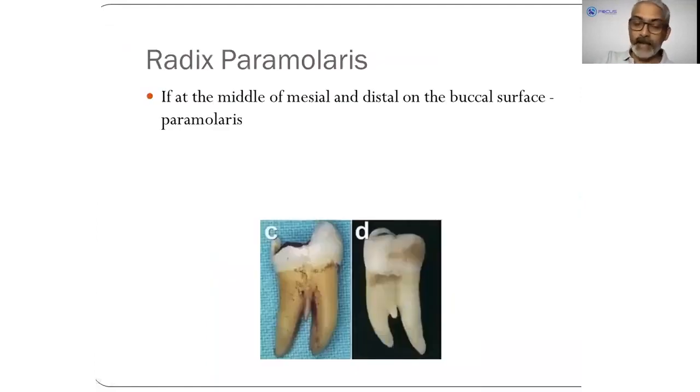Then you have radix paramolaris. That is, if that particular extra root, it will be very small, but it will be having a pulp tissue inside that. So it's very important. You cannot miss it. You cannot afford to miss it. If that particular extra canal is located at the middle of the mesial and distal roots on the buccal surface, it is known as radix paramolaris. So usually radix paramolaris will be seen at the buccal surface. Radix entomolaris will be seen distolingual. Okay, so this particular question was asked in the last NEET exam about radix paramolaris.